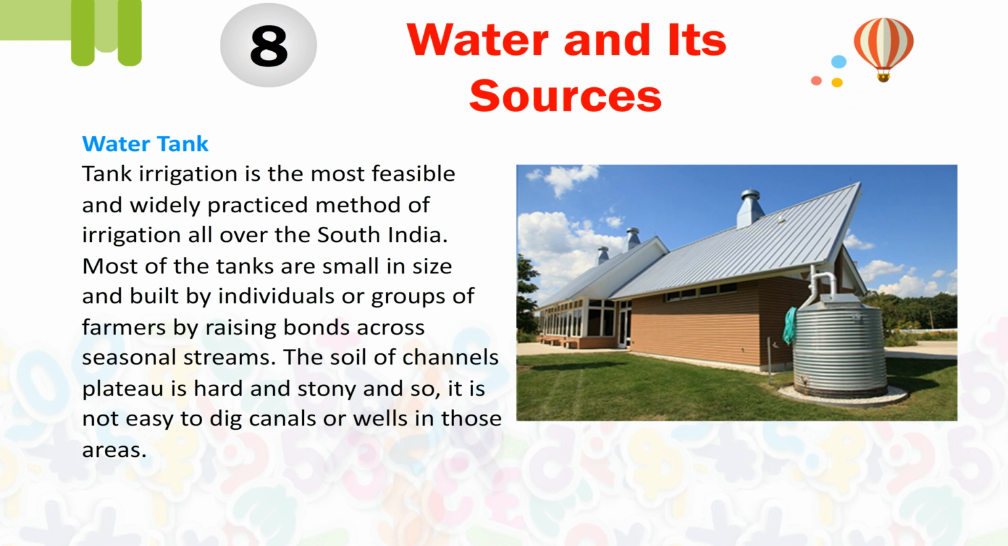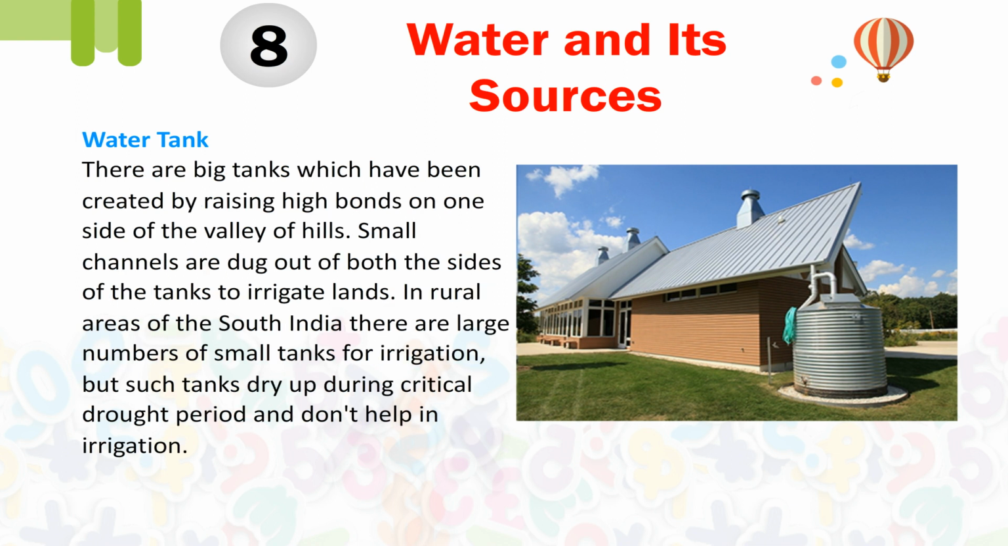Water tank. Tank irrigation is the most feasible and widely practiced method of irrigation all over South India. Most of the tanks are small in size and built by individuals or groups of farmers by raising bunds across seasonal streams. The soil of the Deccan plateau is hard and stony, and so it is not easy to dig canals or wells in those areas. There are big tanks which have been created by raising high bunds on one side of the valley of hills. Small channels are dug out of both sides of the tanks to irrigate lands. In rural areas of South India, there are large numbers of small tanks for irrigation, but such tanks dry up during critical drought periods and don't help in irrigation.